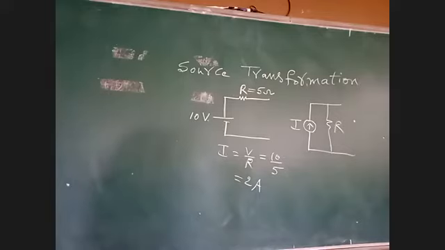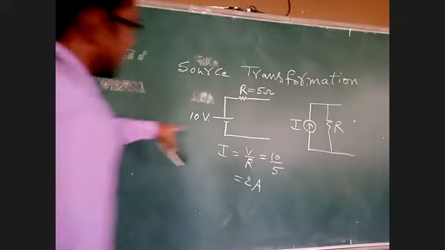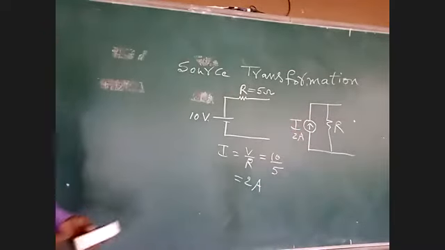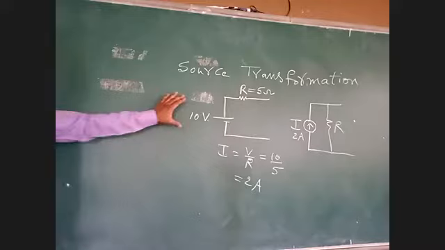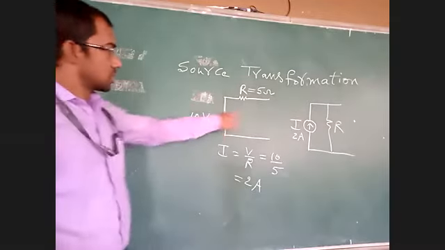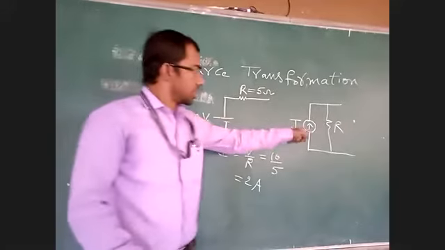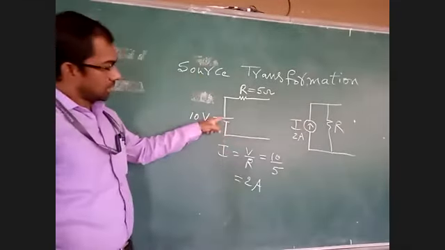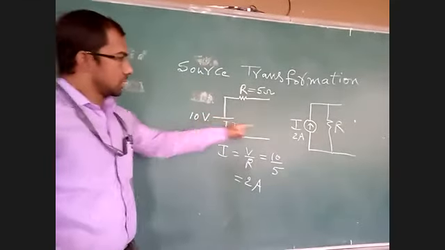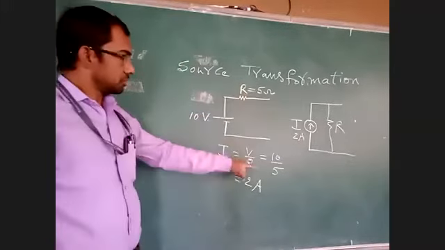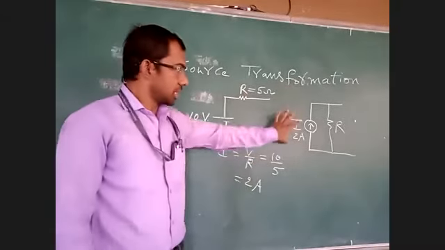Now I want to convert this 10 volts to current 2 ampere. So here in place of I, I will keep 2 ampere. Always when you are converting the voltage source to current source, see direction from negative to positive. That's why I have taken in the upward direction, negative to positive terminal. 10 by 5, that is 2 ampere.